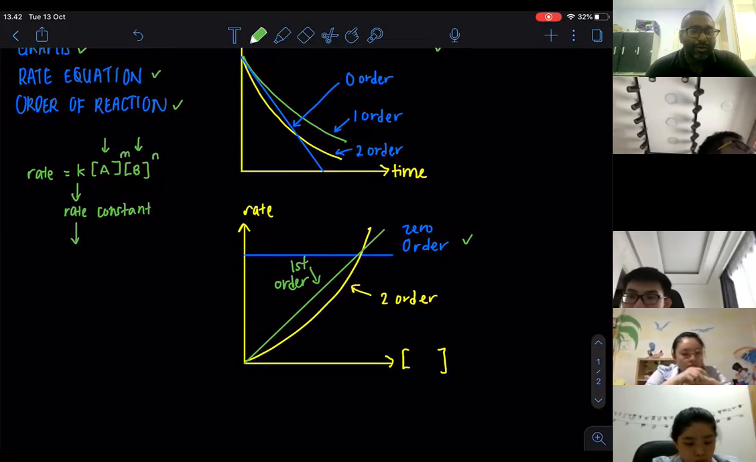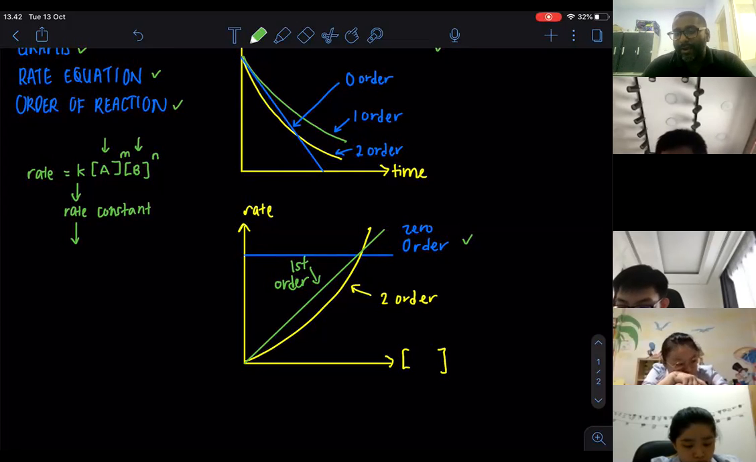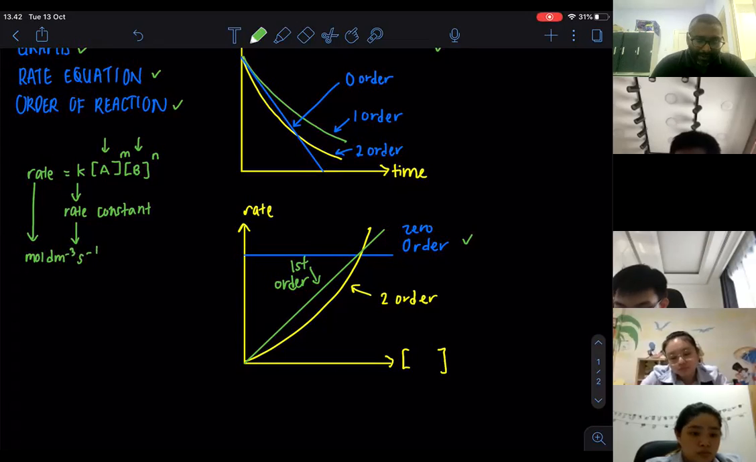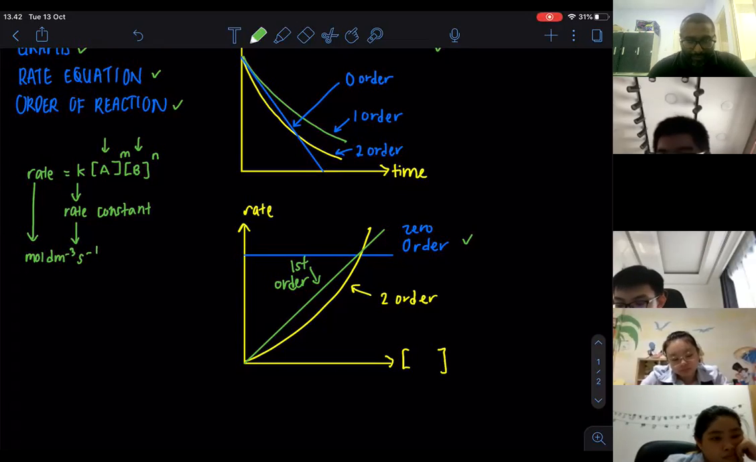But if you need to know how to calculate or come up with the unit of k, do remember, the rate in our syllabus is going to be concentration divided by time. So the unit here is mol per dm cubed per time. Whatever rate equation they give, if they ask you to calculate the unit of k, you should be able to calculate it. Yeah, please do that.